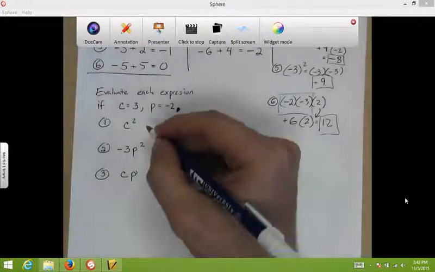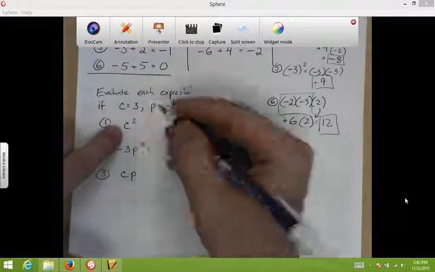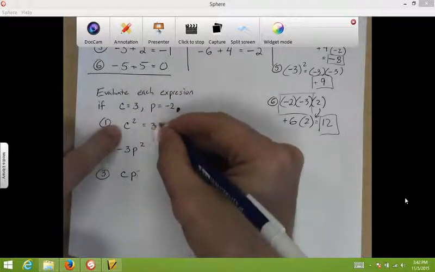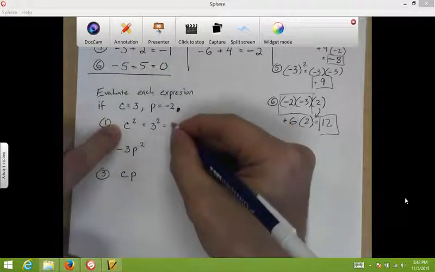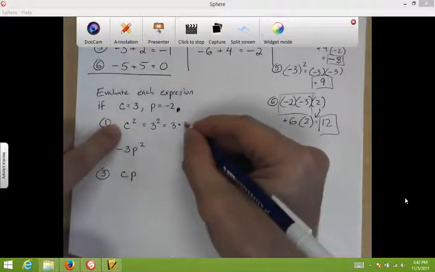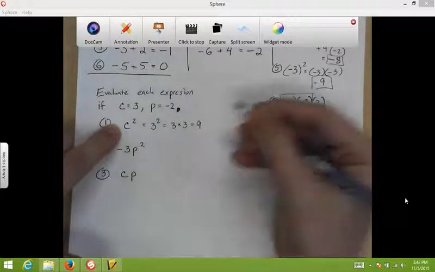Alright, so here we go. So c squared. Well, c equals 3, so we're going to write this as 3 squared. And that means 3 times 3. And 3 times 3 is 9.